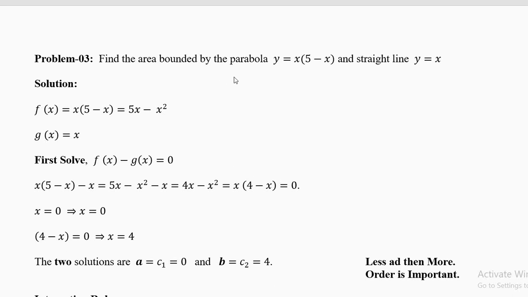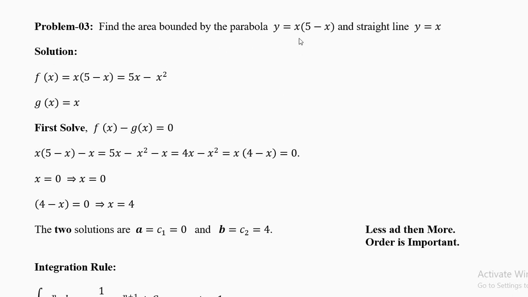Now find the area bounded by the parabola y equal to x into bracket 5 minus x and the straight line y equal to x. Now f of x equal to x into 5 minus x, which is 5x minus x square, and g of x equal to x. Now first solve f minus g equal to 0. You will get x into 5 minus x minus x. Open the brackets, you will get 5x minus x square minus x, which is 4x minus x square. Take x common, you will get x into 4 minus x equal to 0. x equal to 0 is your first solution and x equal to 4 is your second solution.